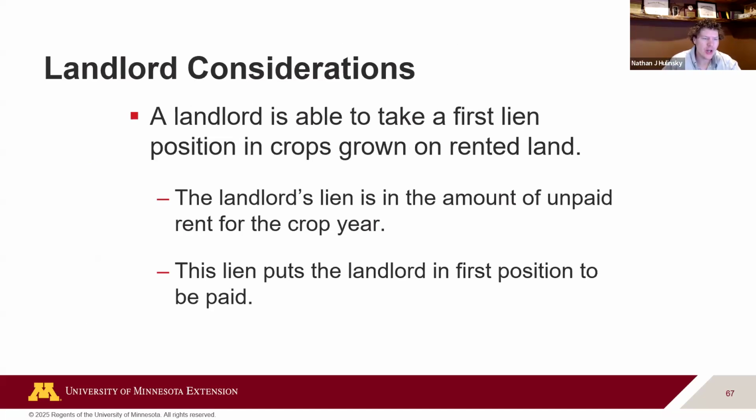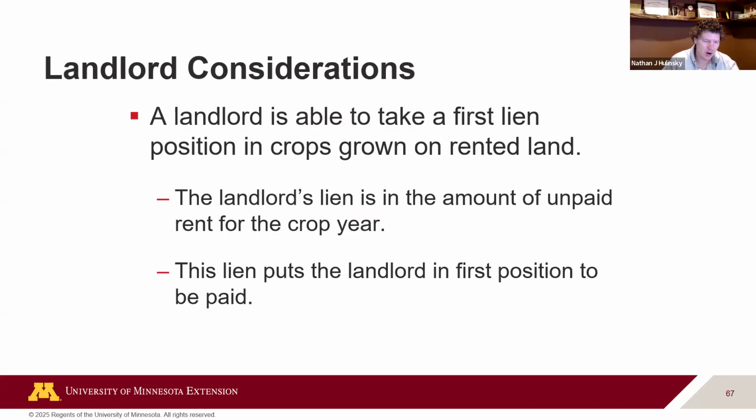Another thing to consider, landowners are able to take a lien position on growing crops. So the lien is against the growing crops. The lien amount is for the unpaid amount of rent. So what is a lien? A lien is a legal obligation to pay someone else. So if I buy a car and take out a loan, the bank has a lien on the title of the car. If I quit making my loan payments, the bank then comes in, repossesses the car, and with the lien, that's the authority that they can take back the car when I don't make payments.